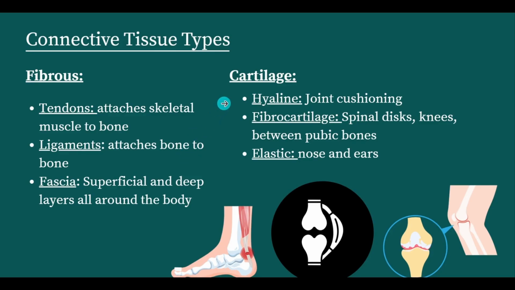So then cartilage connective tissue. We have joint cushioning hyaline cartilage. We have fibrocartilage, which is spinal discs, knees, and between the pubic bones. And then we have elastic cartilage, which is in our nose and our ears.